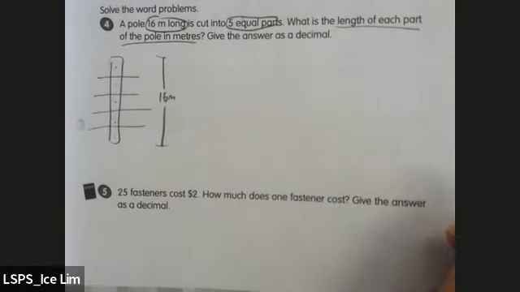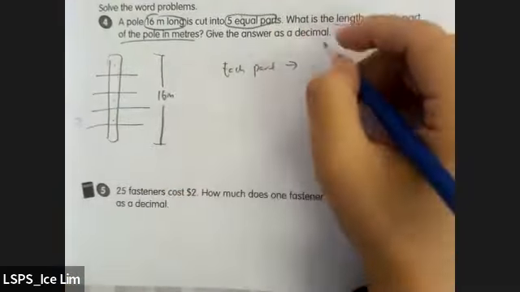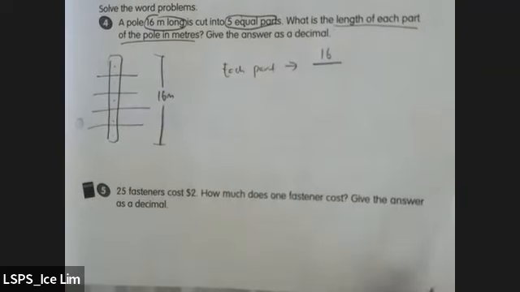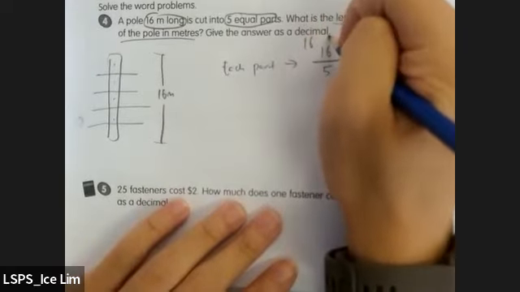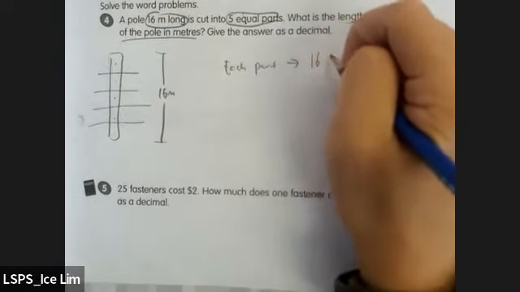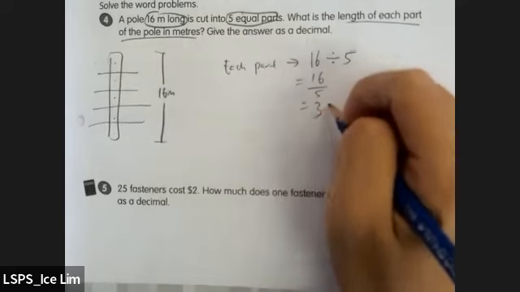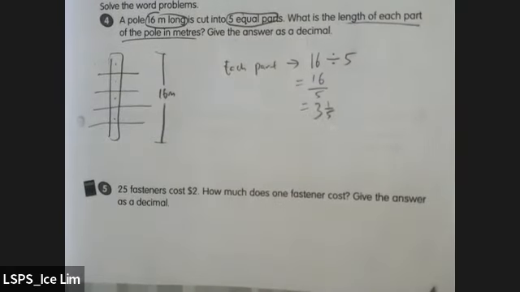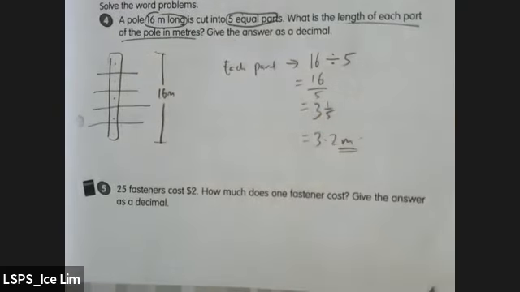So the idea, it should be each part, you are looking at the whole length divided by 5 parts. Divided into 5 parts. So it should be 16 divided by 5. It should be 16, that's the whole length, divided by 5 parts. So that's how you got the fraction. There's 3 and 1/5. So once you get the fraction, you get a decimal, 3.2 meters. And then some people forget to put the meters.